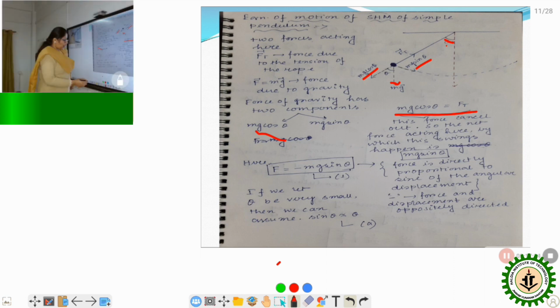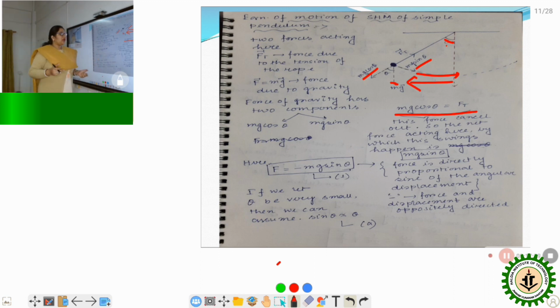Okay. So now from Hooke's law, we know that the force should be equal to minus mg sin theta, right? Because we displaced this bob in these directions and the swing happens in these directions. So that means the force and displacement are opposite to each other. So we can write F equals minus mg sin theta. This minus indicates that the force and displacement are opposite to each other.